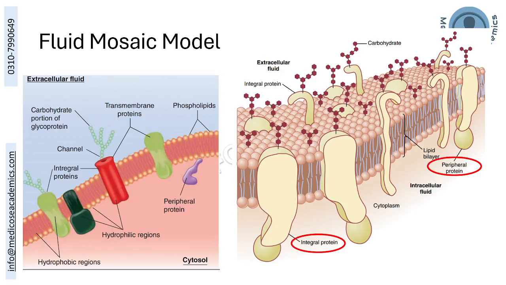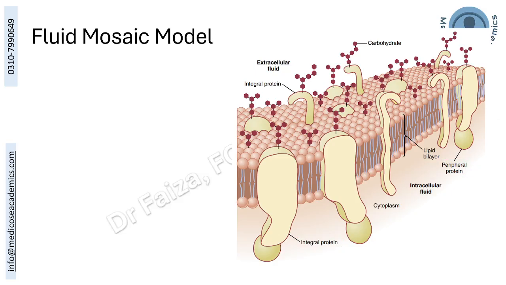So, the integral versus peripheral proteins. Integral proteins may work as channel proteins. These are integral proteins. They may act as a receptor protein, whereas peripheral proteins mostly have regulatory and enzymatic roles. Peripheral proteins are more towards the cytoplasmic surface of the cell membrane.